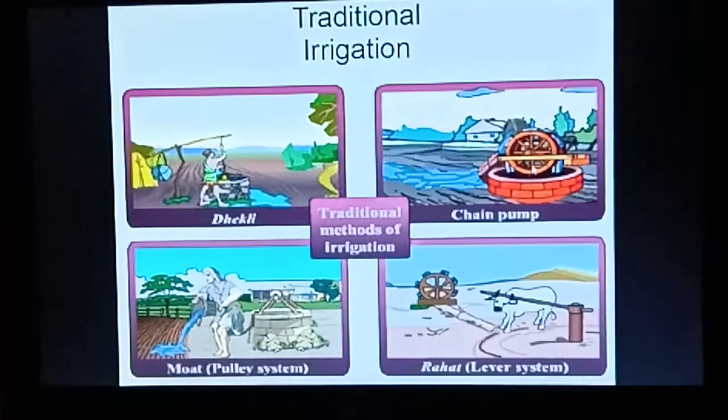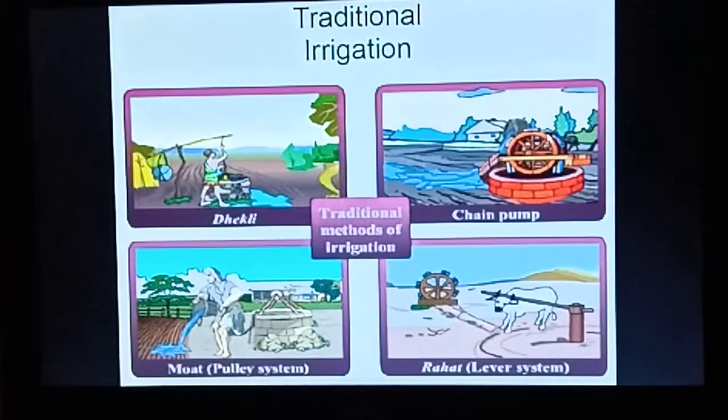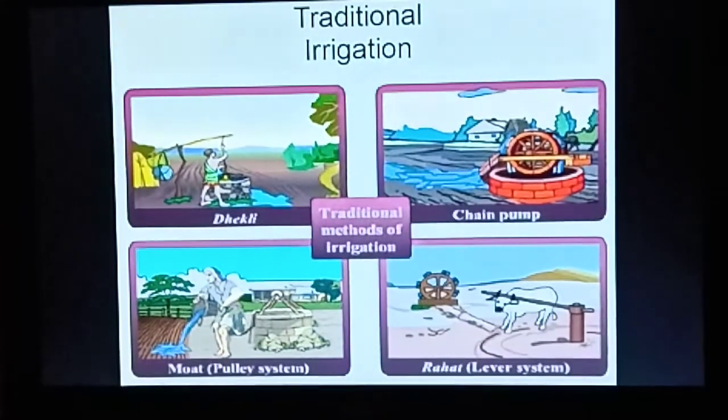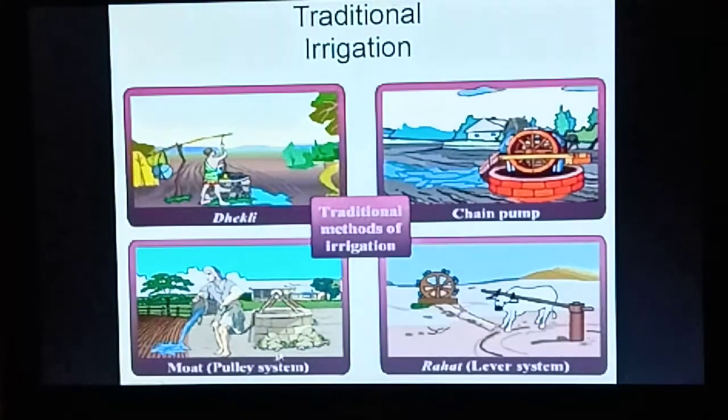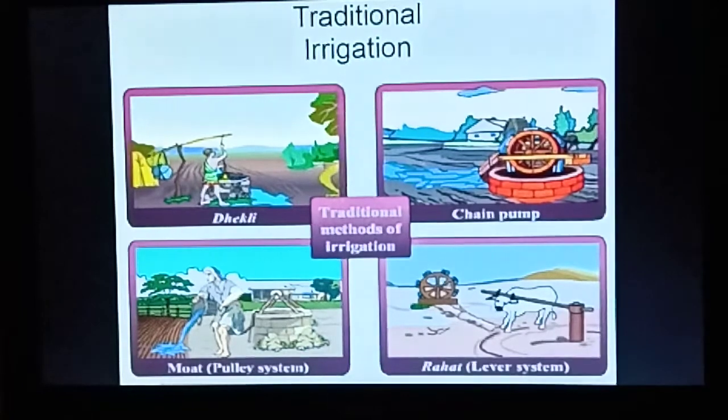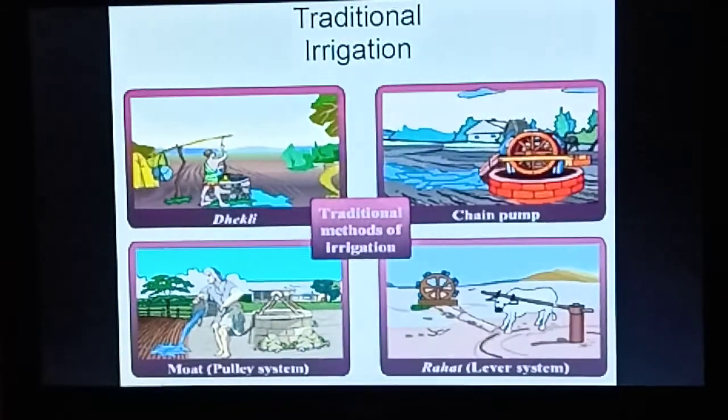This is a chain pump. Here a chain is put in which we roll out, and continuously the water comes out and out and out. This is an old lady. You can see she is using a moat. This is a pulley system also, we can say. She takes out water from this well and puts it over here. This whole thing is done, and I have mostly seen this also.